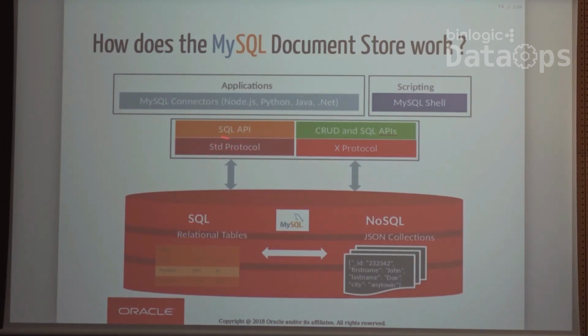From the standard protocol, you cannot go to NoSQL by yourself. You can get the data, but you cannot run CRUD operations. If you are in X protocol, you can do NoSQL, but you can also do SQL, and I will show you how. So when you are doing SQL, you use relational tables. When you do NoSQL, you are playing with JSON collections.